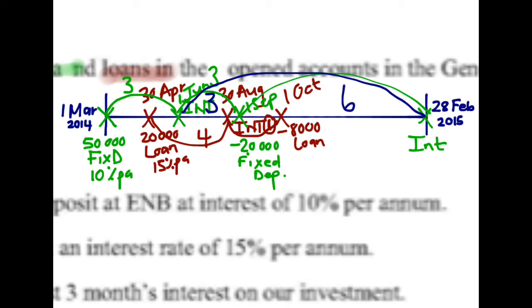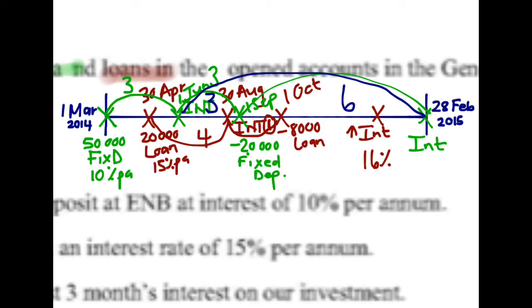Then they say the interest rate on the loan increased on the 1st of January. So on the 1st of January, our loan interest rate, instead of being 15%, they say it went up to 16%. So there was an increase in our interest rate.